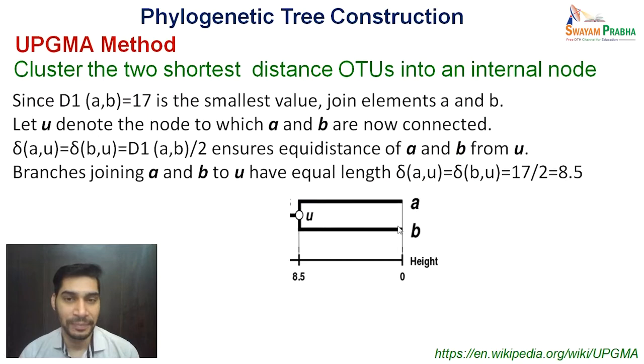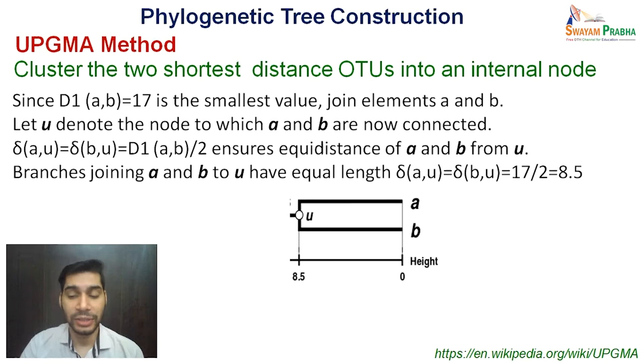Now, the distance between A and U, or the distance between B and U, is equal to the D1 value of A and B distance, divided by 2 to ensure the equidistance of A and B from U. So if the distance between A and B was 17, it has to be divided by 2 so that it shows that A and B are equidistant from U. So from U to A or B, the distance will be 17 divided by 2, that is 8.5, as shown here. So this is how we have taken the first step after construction of the distance matrix. We have taken those units or OTUs which have the shortest distance, clustered them and predicted the distance from the common node or the common ancestor.